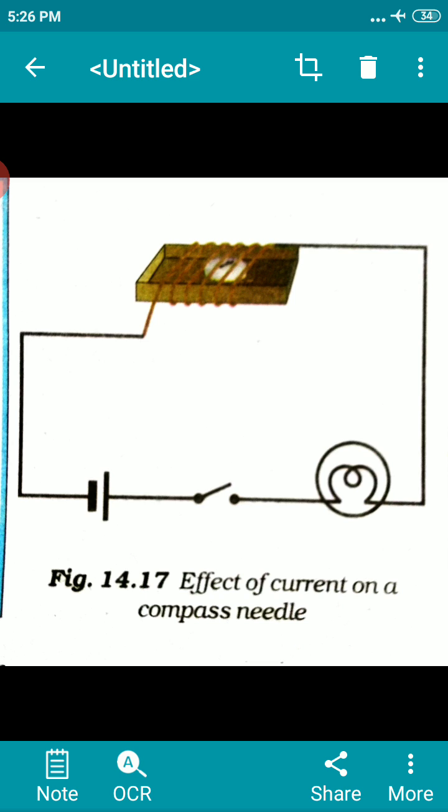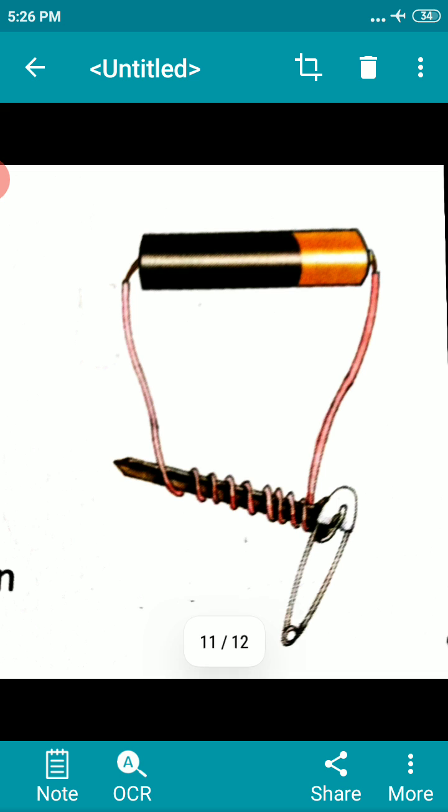It can be used in many devices. So, how you can make the electromagnet? Take 75 centimeter long piece of insulated flexible wire and an iron nail. Wind the wire tightly around the nail in the form of a coil. Connect the free ends of the wire to the terminals of a cell through a switch as shown in the picture. Place some pins on or near the end of the nail.